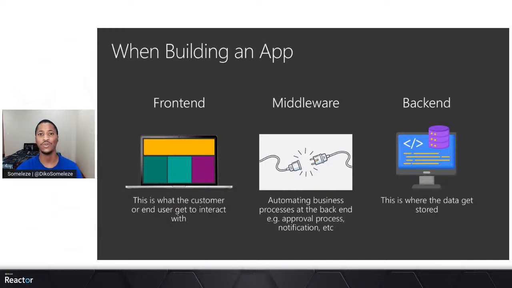And then you also need to think about the middleware, where you are trying to automate the business processes at the back end. So this is where the background processes are happening, which are business processes where the manager needs to approve your request that you just submitted for that new device that you wanted, and then obviously send you a specific notification whether it's rejected or it's been approved.